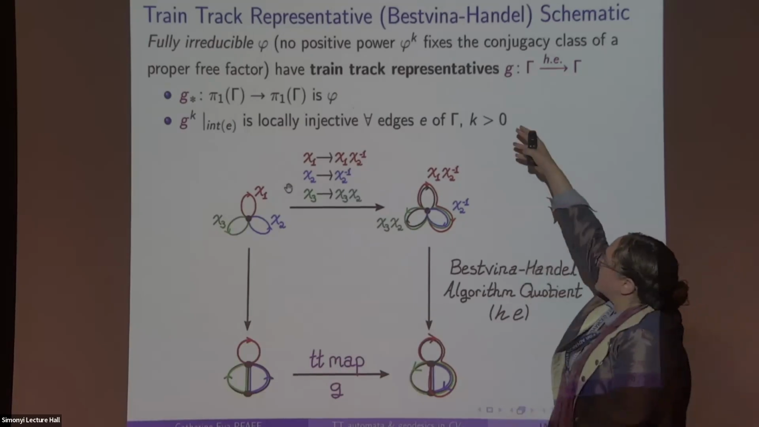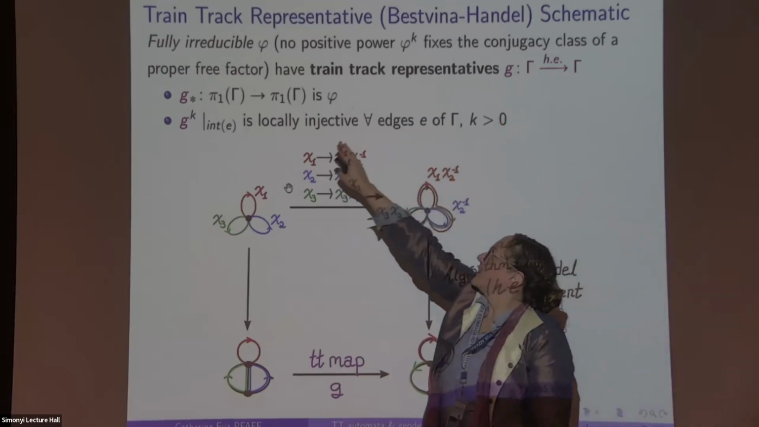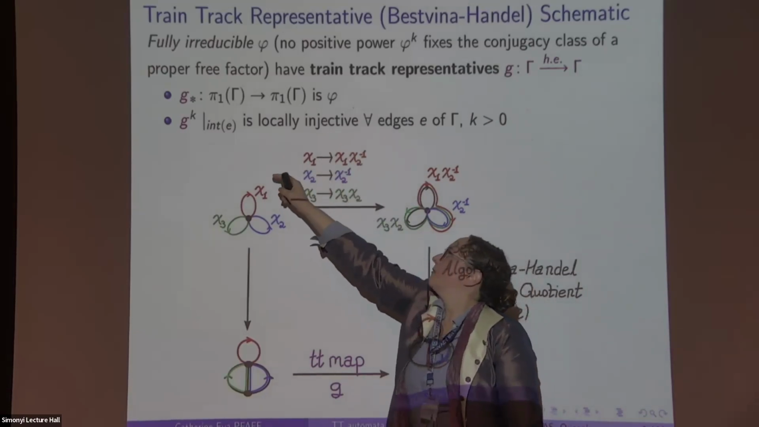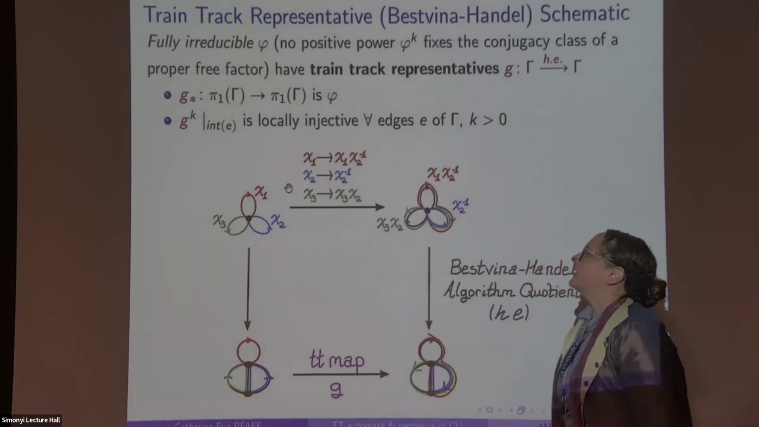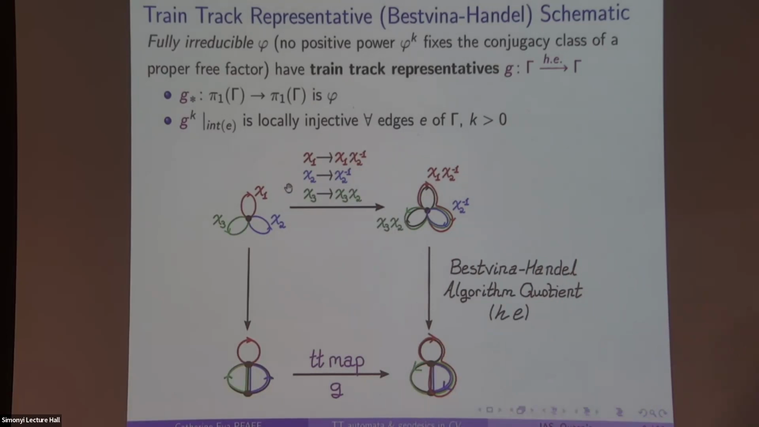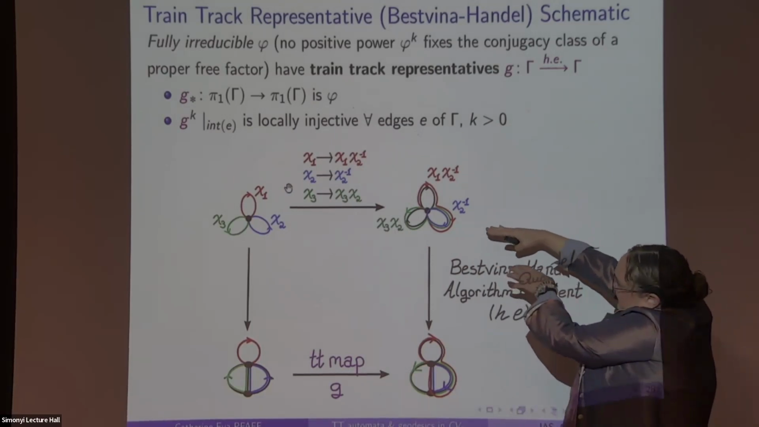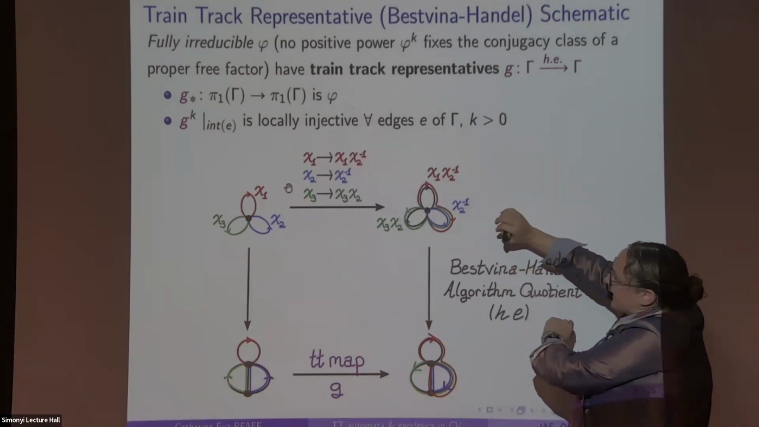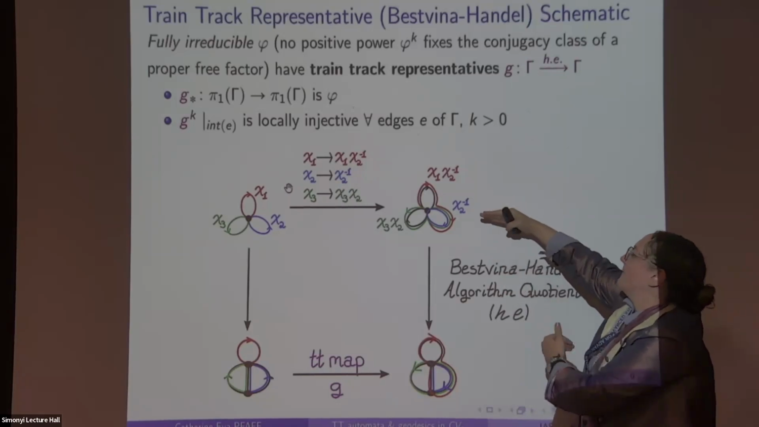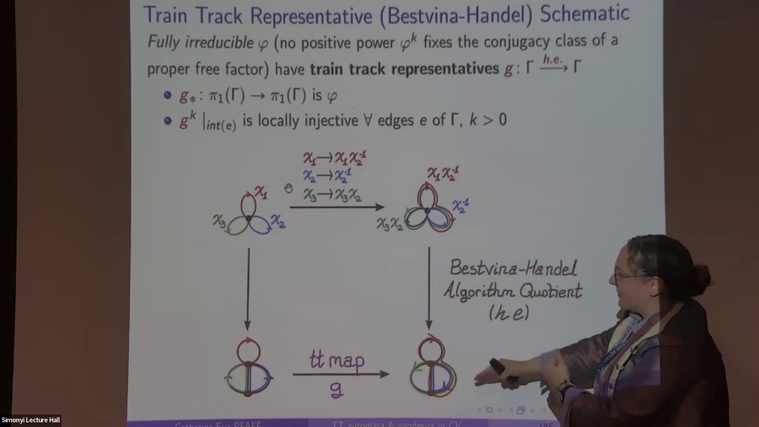So this is really the definition. You want the correct induced map of fundamental groups, and you want that it's locally injective on the interior of each edge, no matter how many times you apply it. I'm not going to exactly explain how this algorithm works, but they have an algorithm, which is a quotient map. So it's much more complicated than this.